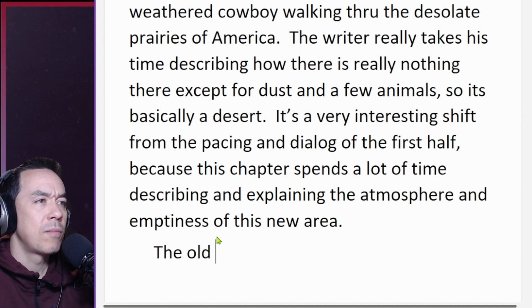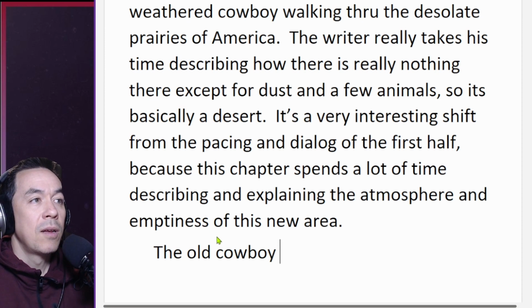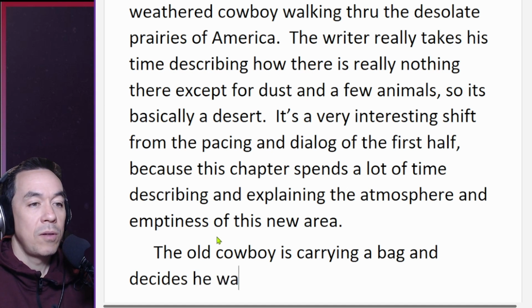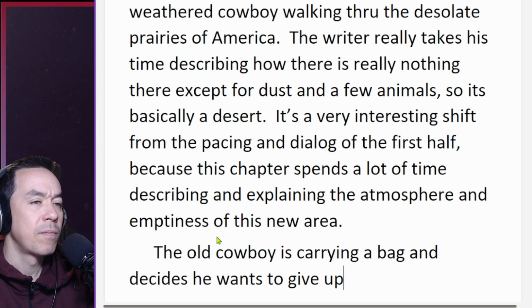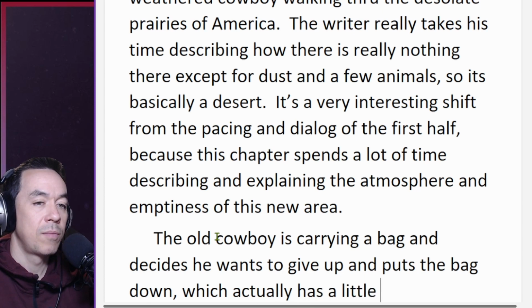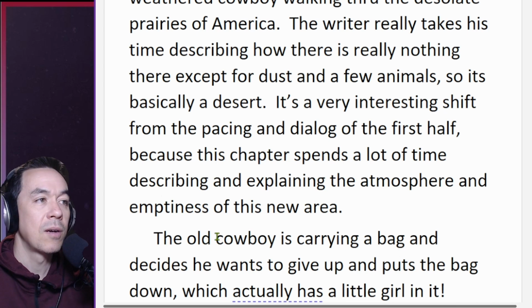The old cowboy, I'm just going to call him that, is carrying a bag and decides he wants to give up. And puts the bag down, which actually has a little girl in it. So that's a surprise. What is he, a kidnapper?